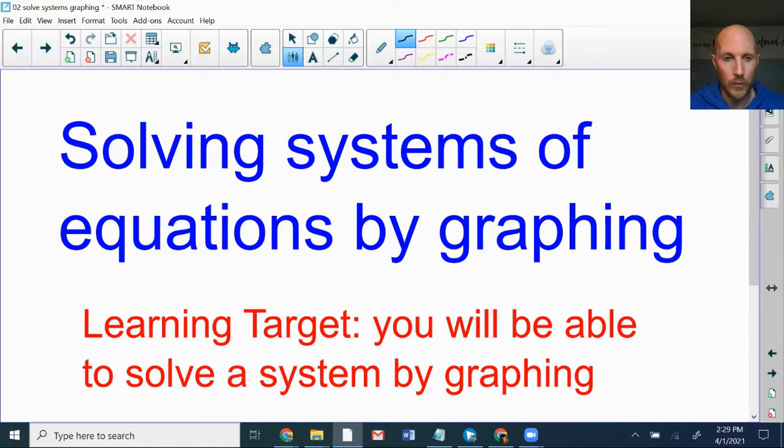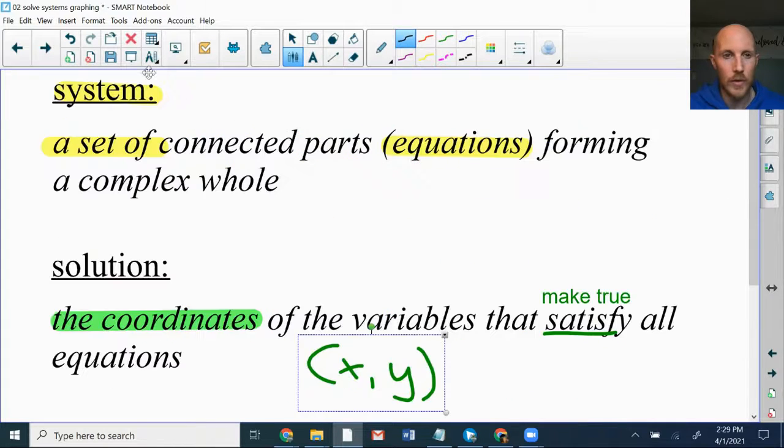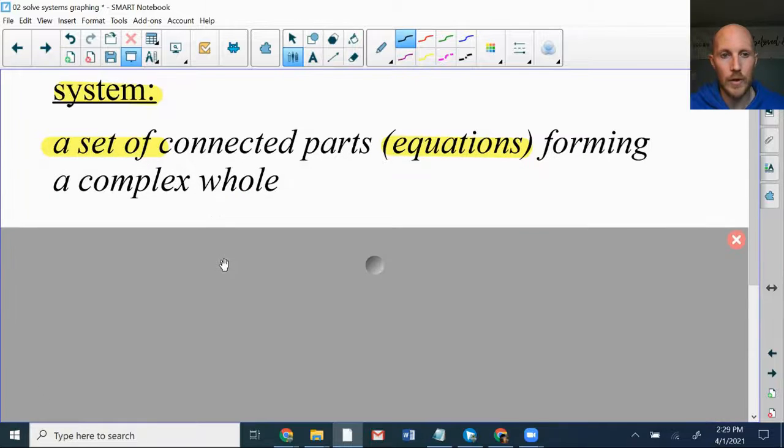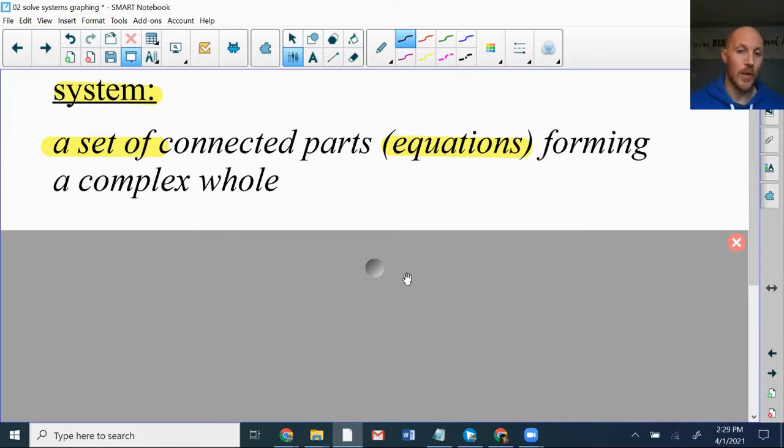And let's go ahead and start off with some vocabulary words. First of all, system. So that is basically the unit of study that we're starting off here. And in math, system means the exact same thing that it means in any other class or any other subject that you've learned. It's a set or a group of connected parts. In this case, equations, connected equations, which form a complex whole.